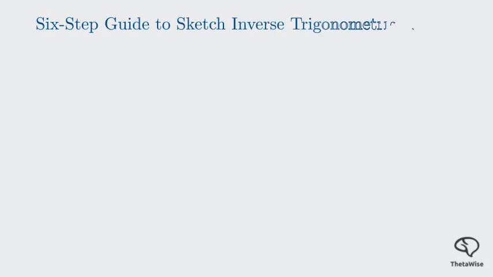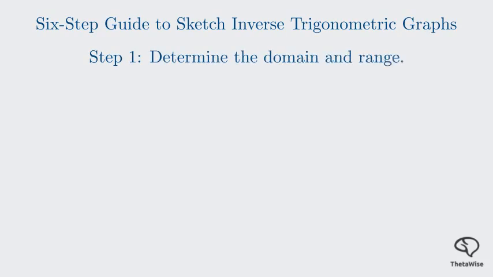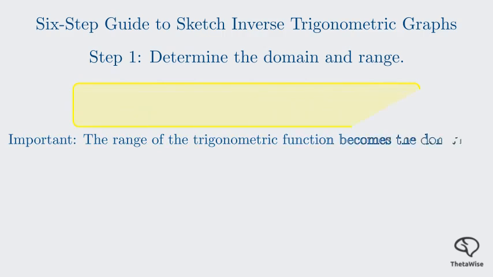We'll follow these 6 steps to sketch any inverse trigonometric graph. Step 1 is to determine the domain and range. This is a crucial first step. Remember that for an inverse function, the range of the inverse graph is the domain of the original graph, and the domain of the inverse graph is the range of the original graph. This swapping of domain and range is a fundamental property of inverses. This idea is so important, it's highlighted here. The range of the trigonometric function becomes the domain of the inverse function.